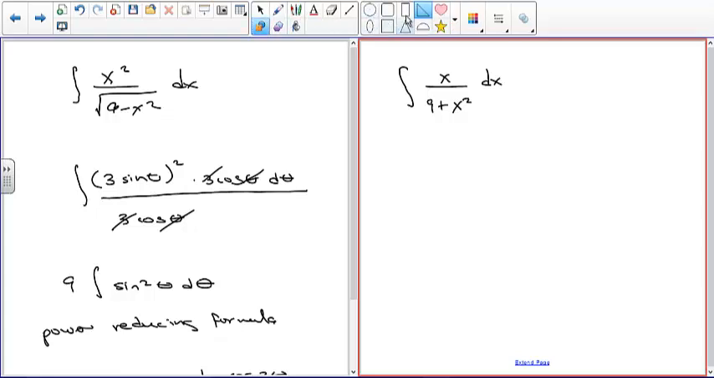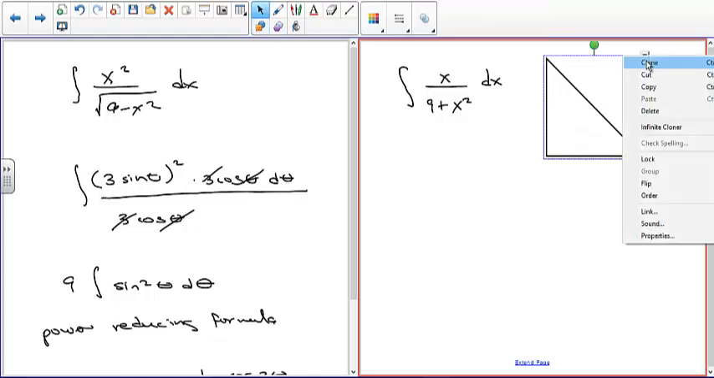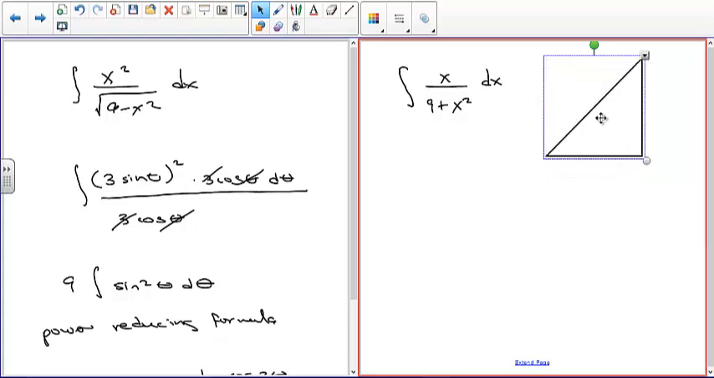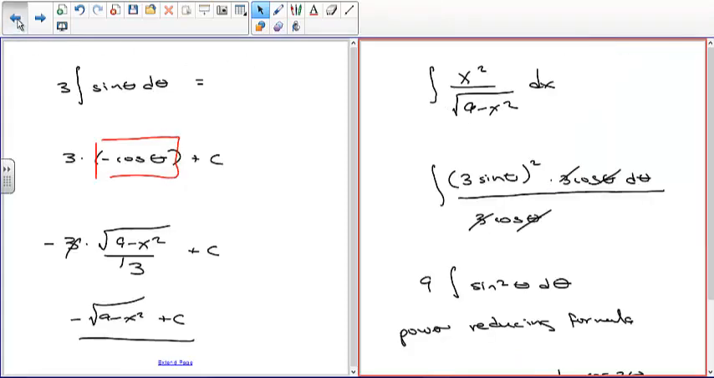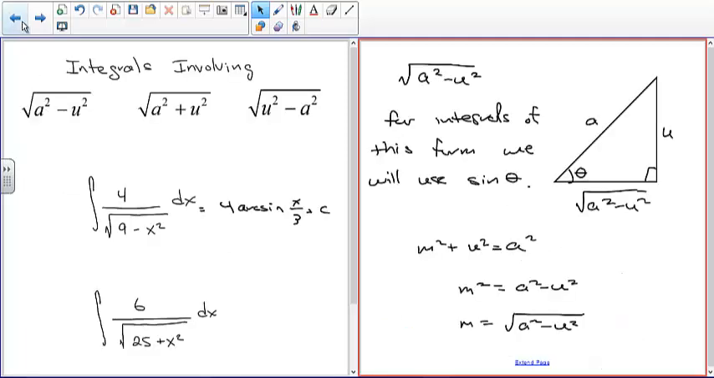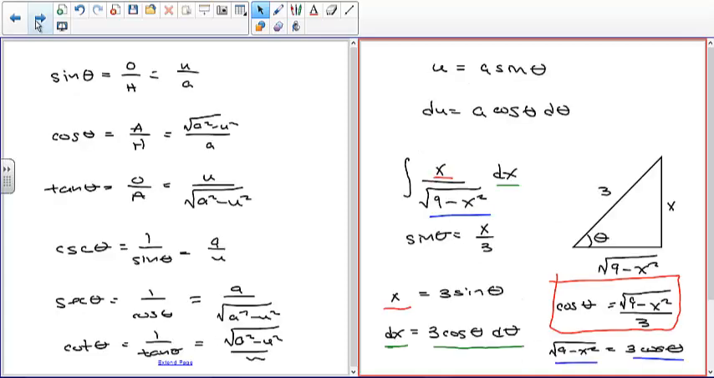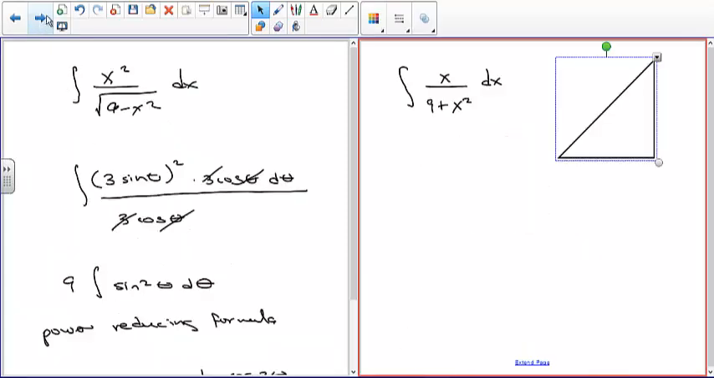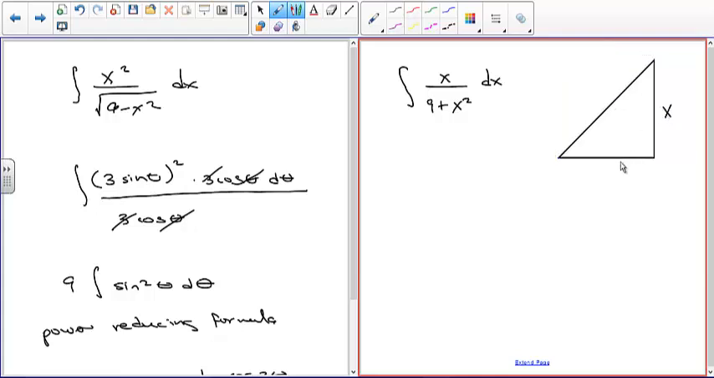So let's make up a triangle. Okay, so what I said earlier, well, I didn't say it yet, but if you have a form where you have a squared plus u squared, then you want to use the tangent. So we'll do that. You'll see why in a second. So let's say the tangent is the opposite over the adjacent. In this case, I'm going to let x be the opposite side and the adjacent be 3.